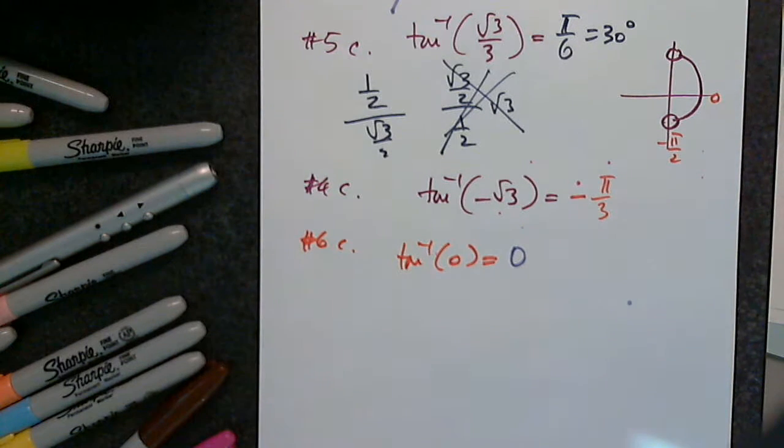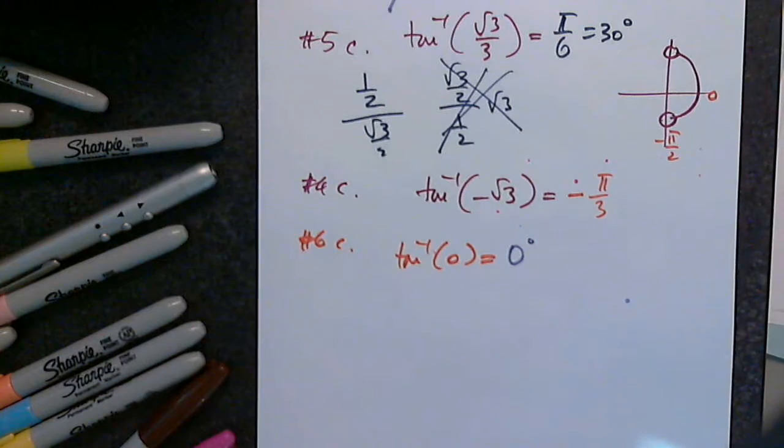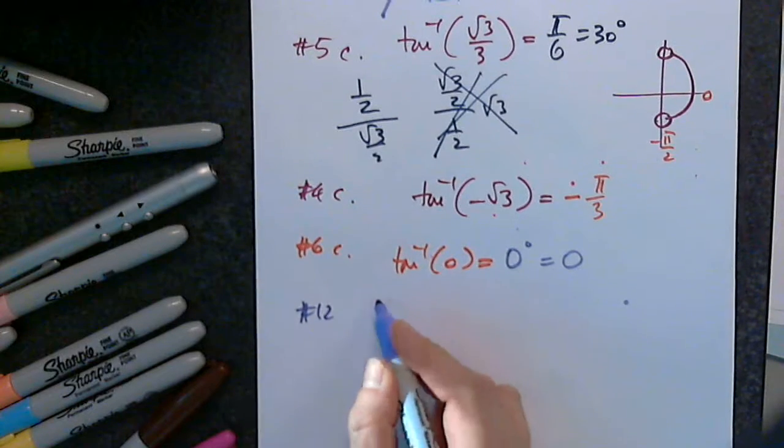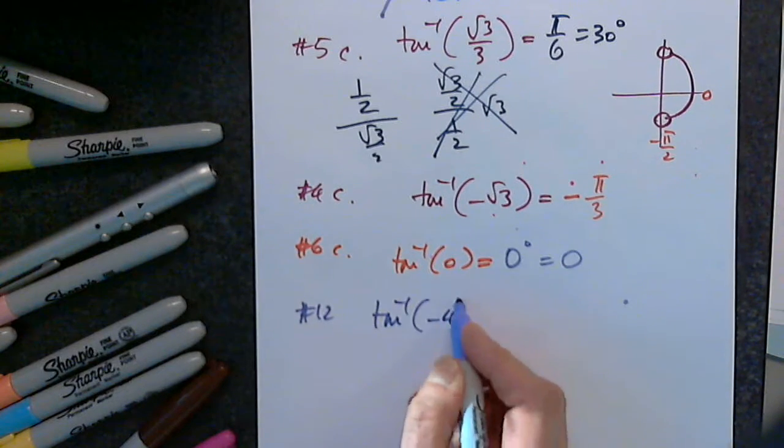If I put 0 without the degree sign, it's in radians. Otherwise, I would write the degree sign. So it's up to you. If you write 0 and nothing else, it's radians. Otherwise, if you want degrees, you have to put a little sign. Okay, number 12. Tangent inverse of negative 4.